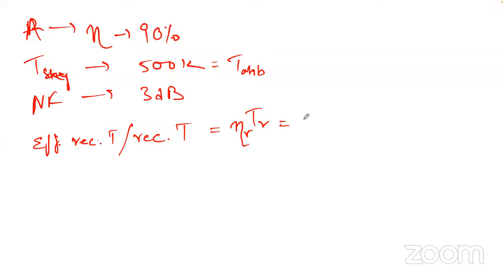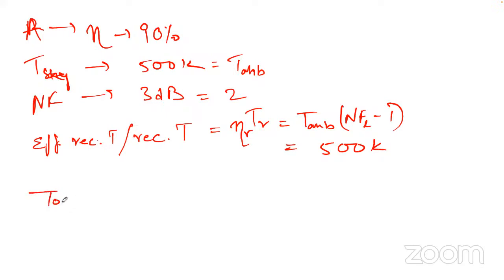So this will become what? T ambient into NF linear minus 1, which is coming out to be 500 Kelvin, because this is equal to 2. Correct. Now, if I say total effective temperature or total temperature, first I will say total temperature.